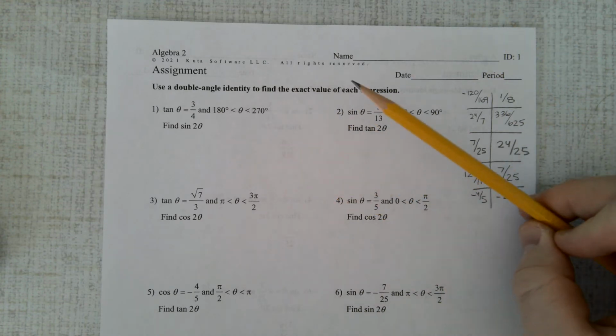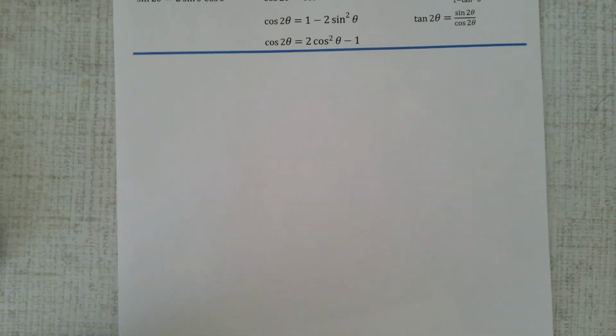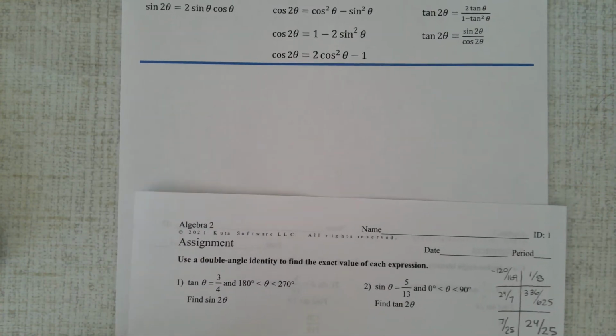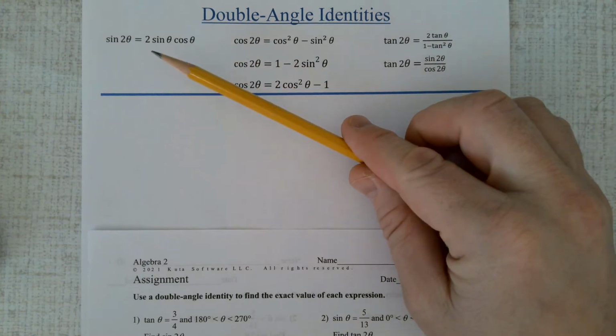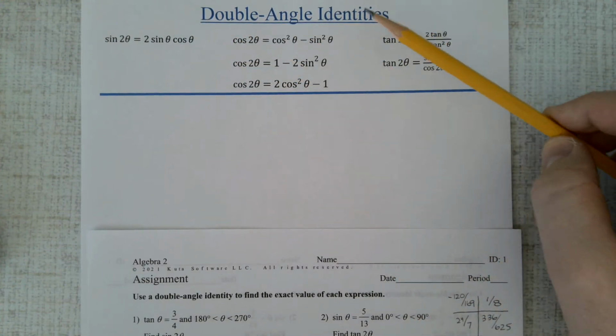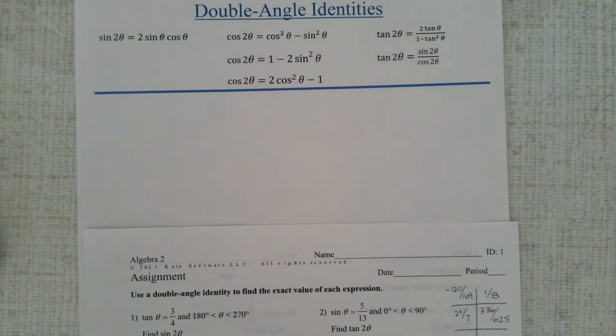I'm going to do problems 1, 2, and 3 for you, and I'm going to do them on this sheet of paper here. So here we go. Problem number 1. Remember our double identity formulas. Sine, cosine, we have 3. Tangent, we have 2.